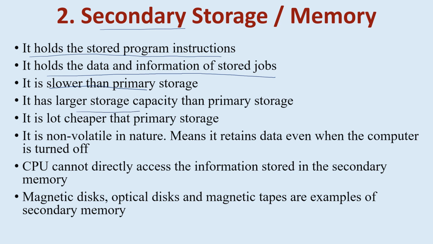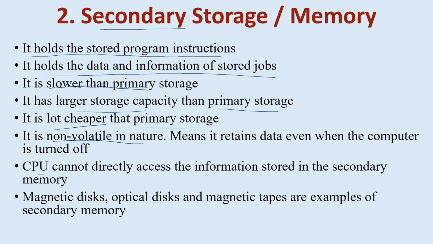It has larger storage capacity than primary storage. The primary storage has very less storage capacity, but the secondary storage has a very large storage capacity, generally in the GBs or TBs. It is a lot cheaper than primary storage. Primary storage is more costly relatively to the secondary storage. It is non-volatile in nature, means even if the computer is turned off, the data stored in the secondary storage will not be erased, means it will be there in the secondary storage.